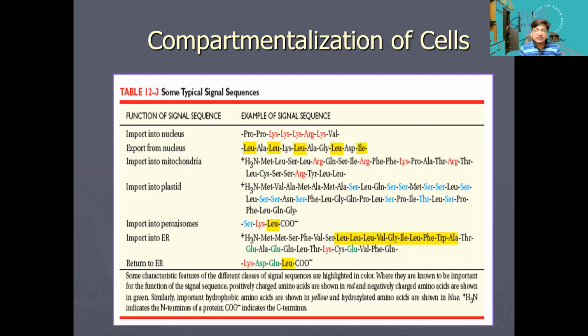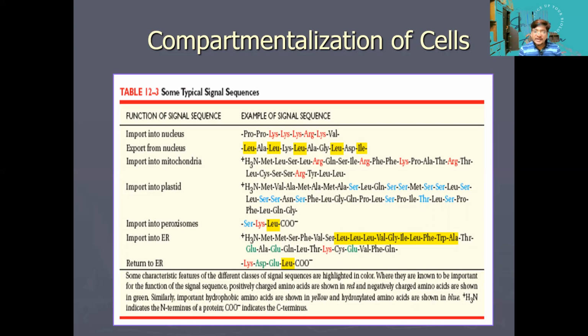Now, any protein which is moving out of the nucleus will have a signal which is rich in hydrophobic amino acids. For example, leucine, alanine, leucine, there'll be some positively charged and some negatively charged amino acids, but largely it is going to have hydrophobic amino acids. Similarly, any protein which is entering the mitochondria has patches of arginine and lysine, which are positively charged, along with some hydrophobic and other amino acids.